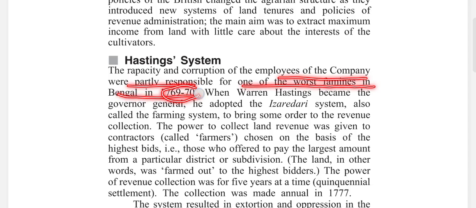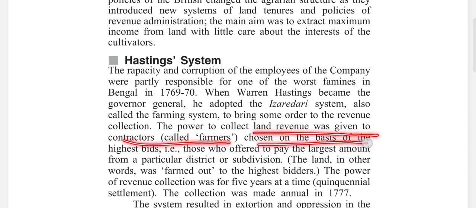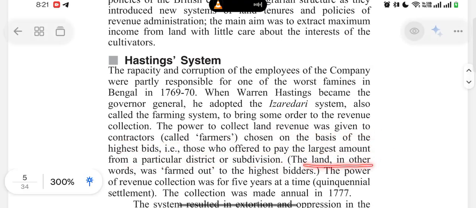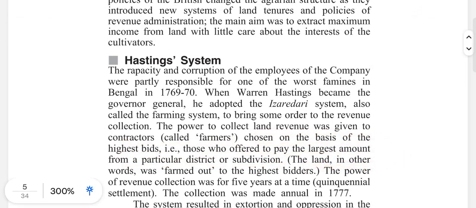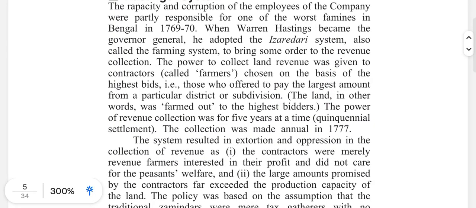When Warren Hastings became the Governor-General, he adopted the Ijaradari system, also called the farming system, to bring some order to the revenue collection. The power to collect land revenue was given to contractors, called farmers, chosen on the basis of the highest bids, i.e., those who offered to pay the largest amount from a particular district or subdivision. The land, in other words, was farmed out to the highest bidders. The power of revenue collection was for 5 years at a time, quinquennial settlement. The collection was made annual in 1777.